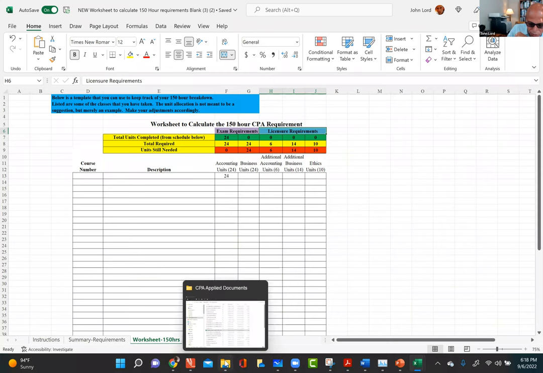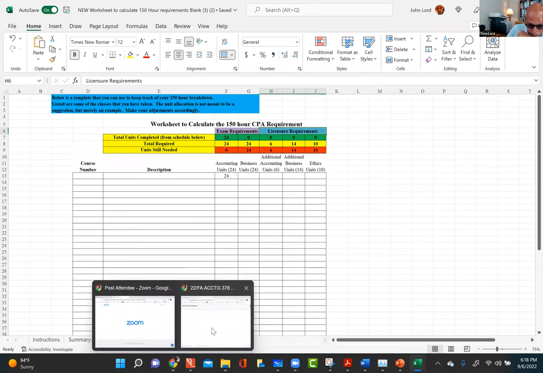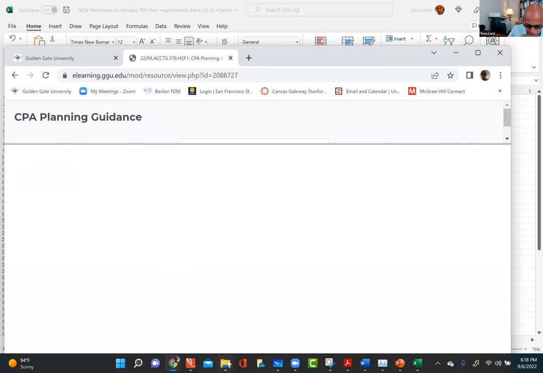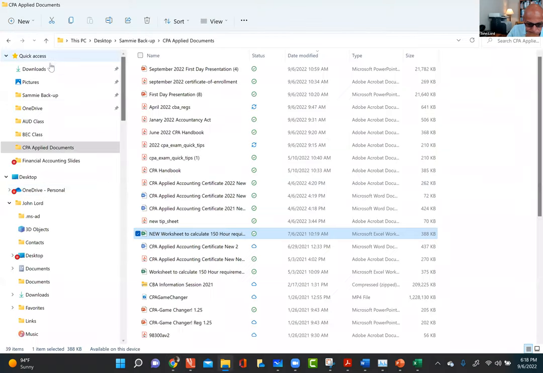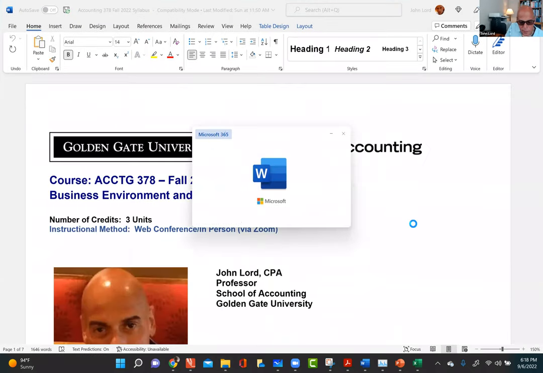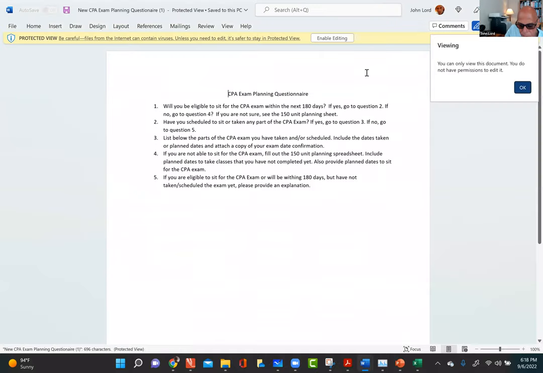Okay, so let's just take a look then. And when you look at that, back to e-learning now. And when you look to the CPA planning document guidance, it's a Word file, okay?